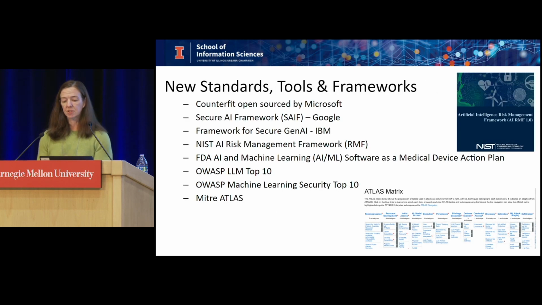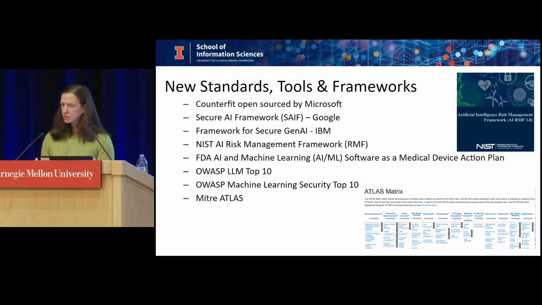There's also a lot of new, I just bundled all these together. I didn't want to make too many slides, kind of standards, tools, and frameworks. So some tools have been open sourced, like Counterfit, which is a pretty good risk assessment tool that Microsoft open sourced. Google has a framework. IBM, of course, has a framework for secure generative AI. NIST, I helped contribute to this. NIST has an AI Risk Management Framework. If you don't have enough NIST stuff to refer to, they have this.